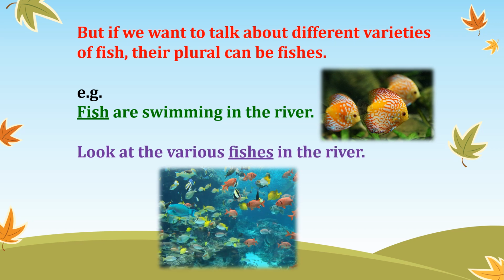Have a look at the next one. Now here in this picture, we can see there are a variety of fishes here in the river. So look at the various fishes in the river. That means when we are talking about varieties, that means kinds of fishes, that time the word fish will change to fishes. So its plural will be fishes. Otherwise, fish will remain fish only in its plural form.